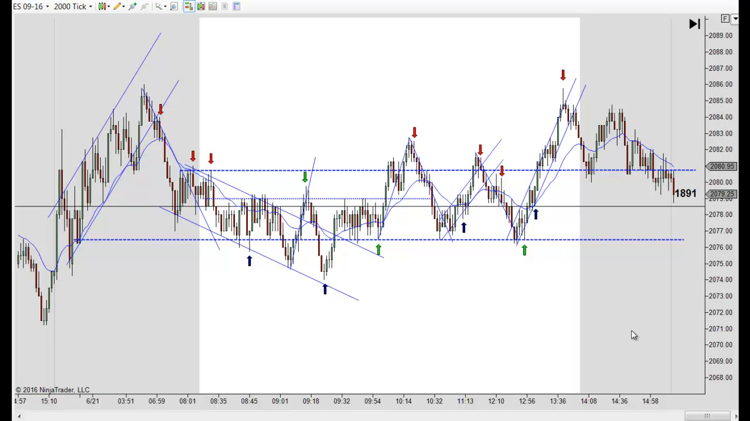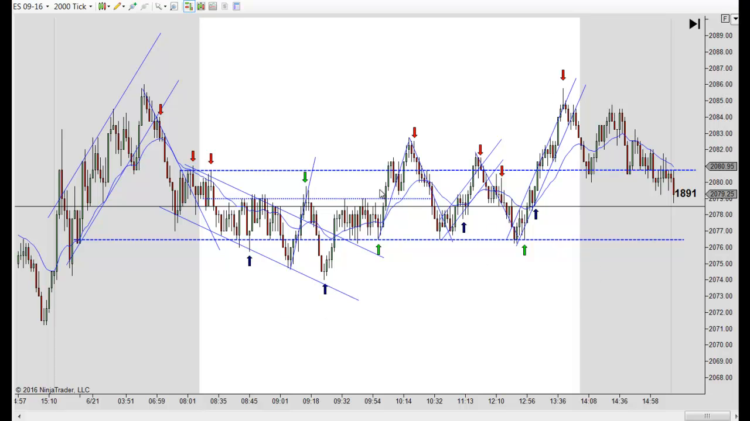This will be our chart lesson for today. This was a really odd day. We spent the majority of the day between these two blue lines, but in the big scheme of things, this was your overnight low, basically, where your lows and your overnight highs were your highs of the day.